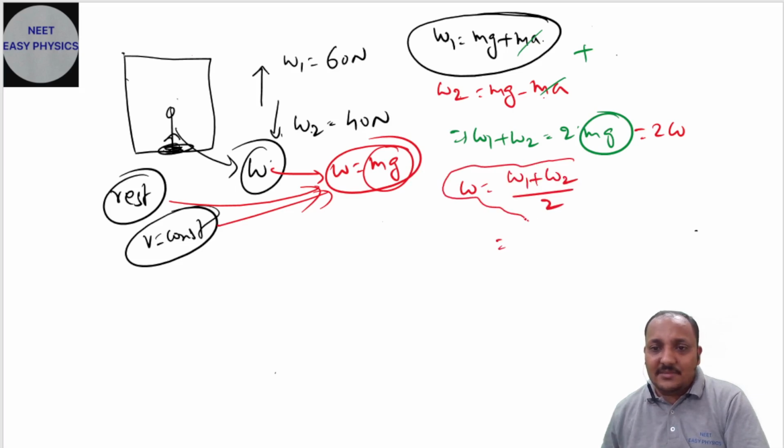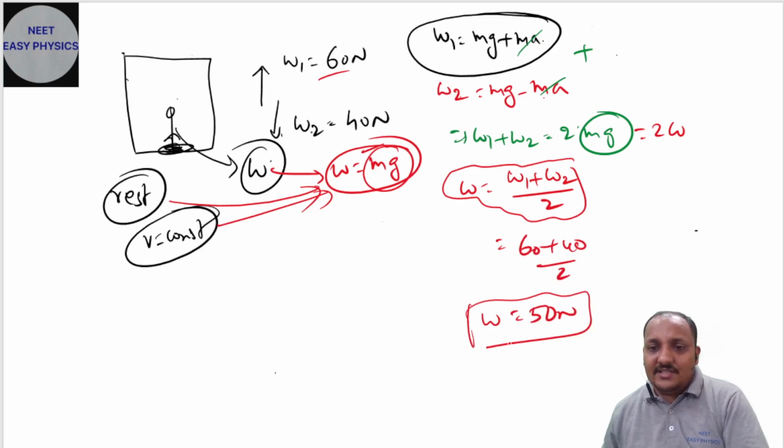This is the formula. Sometimes they will ask the formula, sometimes they will ask a problem. 60 plus 40 by 2. So his original weight is 50 newtons. We will say 50 kg. 50 kg is not weight, that is mass. So for 50 kg weight you have to say 500 newtons. This is how we are going to solve.